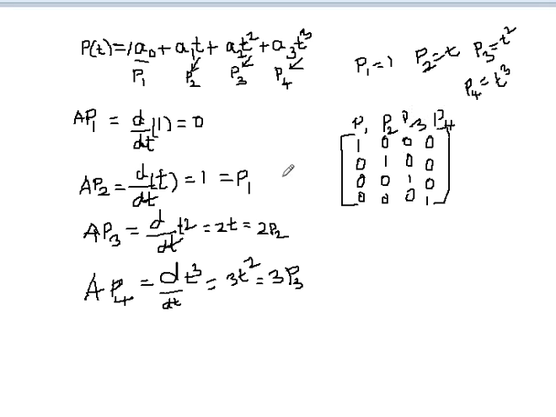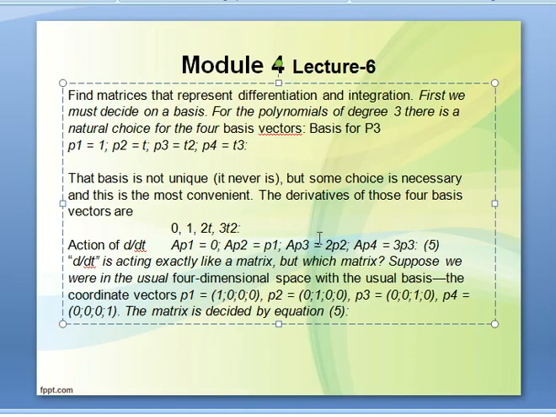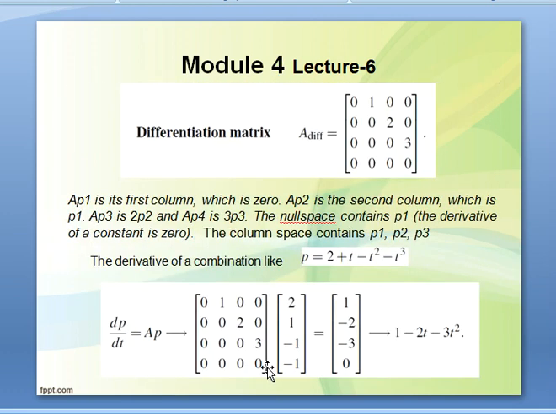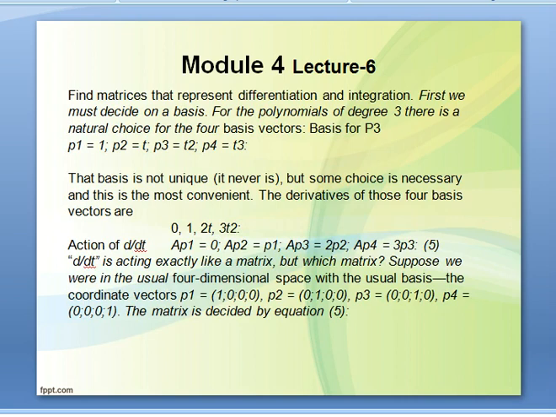Now these are the values like A0, A1, A2 and A3. When these are considered, like P1, P2, P3 and P4, let's find what the differentiation matrix is. To see how the matrix is constructed, let's look at this.